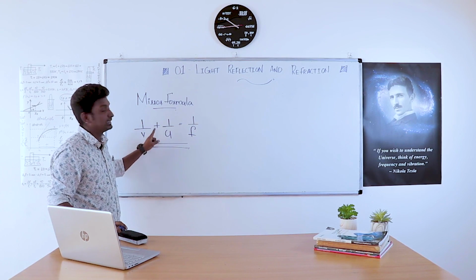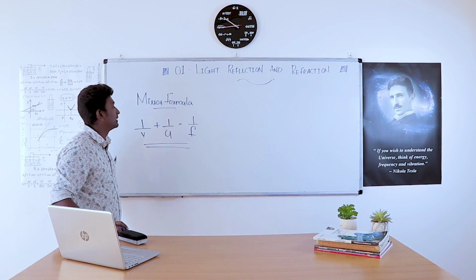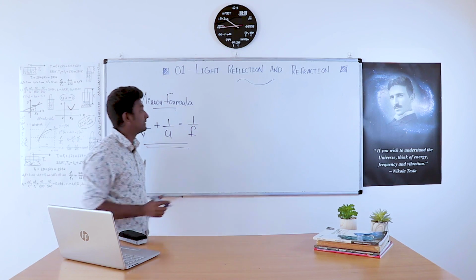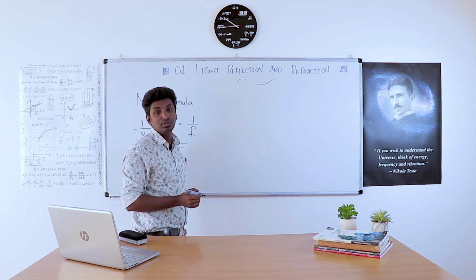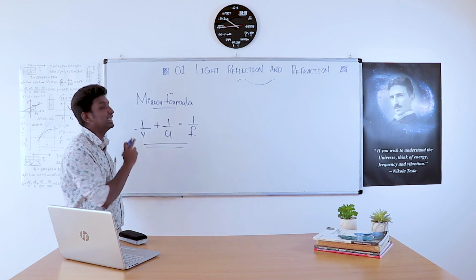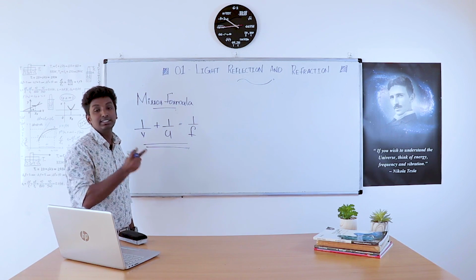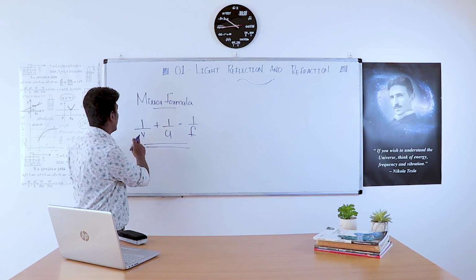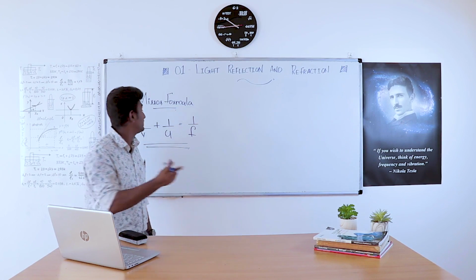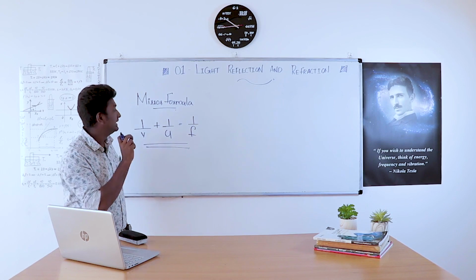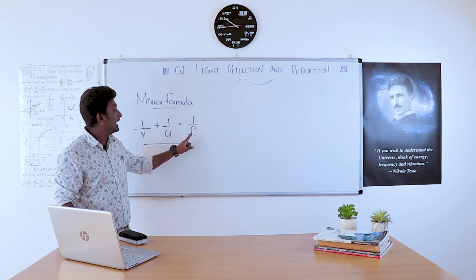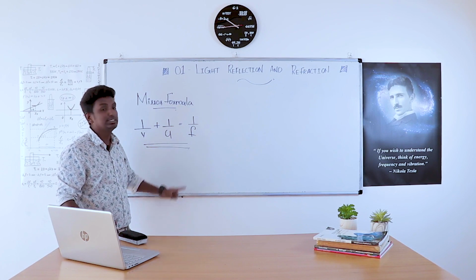1 by v plus 1 by u is equal to 1 by f. Where what is v and u? The distance of the image from the pole is taken as v. The distance of the object from the pole is taken as u. And f is the focal length.